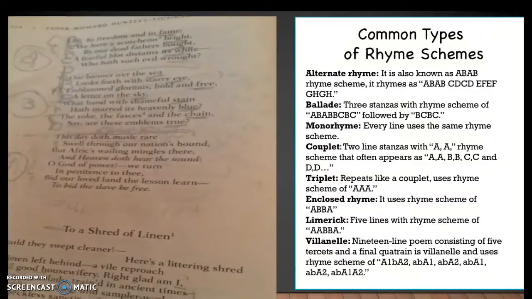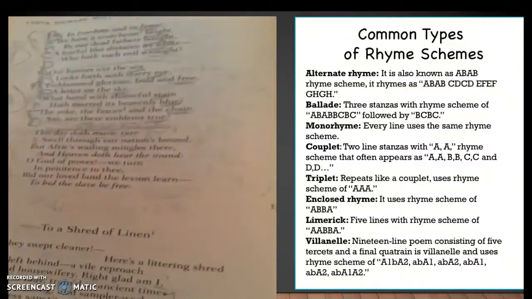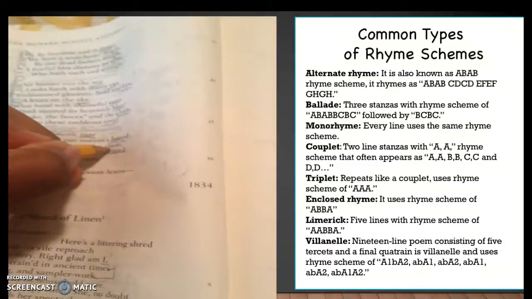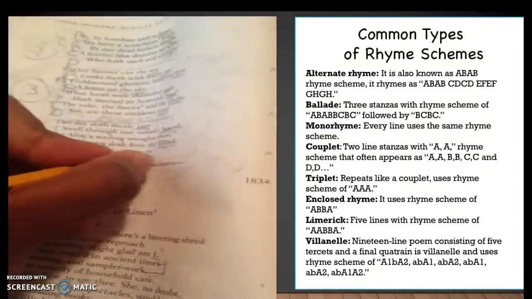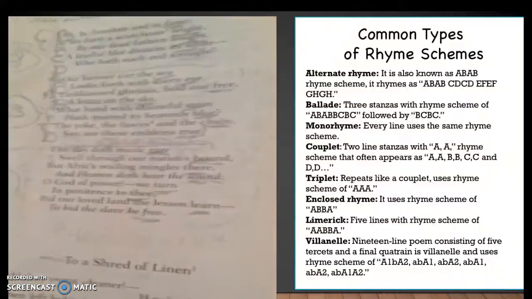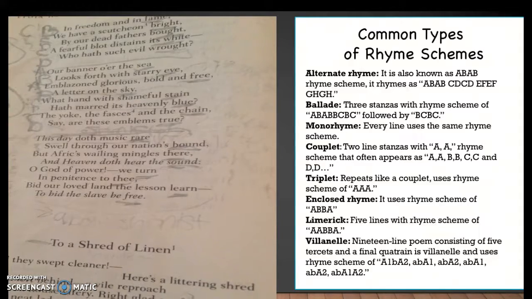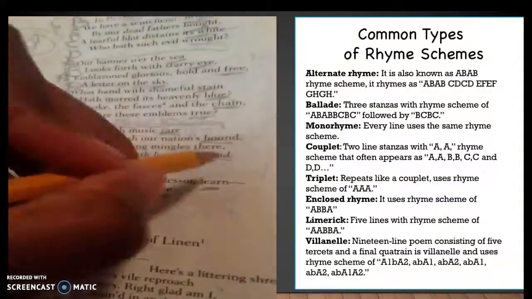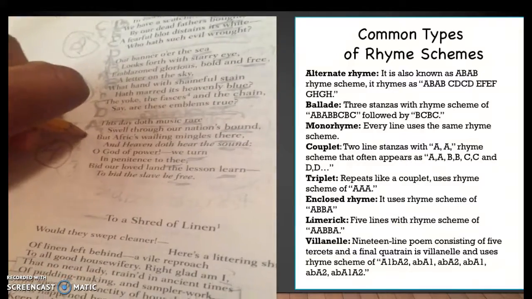Now let's go ahead and do that fourth one, because like I said, you've got to do all of them, because sometimes they will change in the middle of a poem, and you've got to do it all to make sure it's consistent. So let's go ahead with that fourth one. Underline those last words in each line, and there we go. Now, let's do it again. This day doth music rare swell through our nation's bounds, but America's wailing mingles there. There and rare rhyme. So we're going to go A.